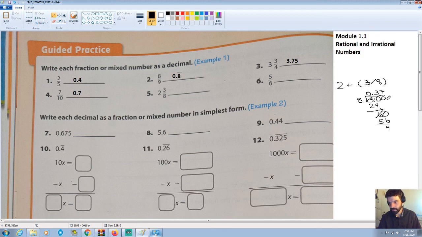And we'll add another 0. Bring it down. We're going to get 8 goes into 40 5 times. And that's going to be 8 times 5 is 40 with a remainder of 0. Okay, so our answer is going to be 2, which we put on the bench, plus 0.375. So our answer is going to be 2.375.